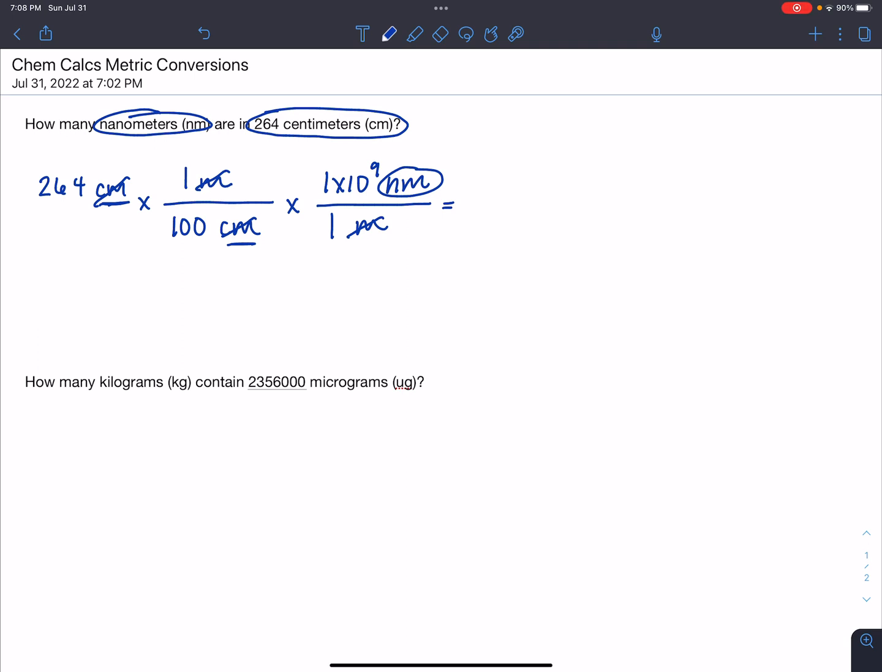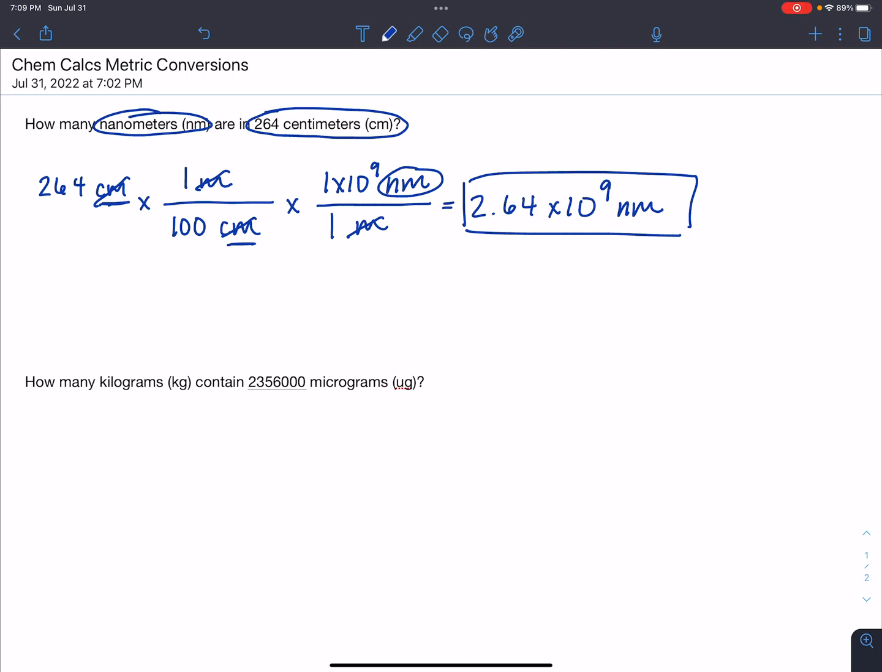Now I'm just going to get my calculator, and I'm going to multiply 264 times 1 times 10 to the 9th, which is going to give me 2.64 times 10 to the 11th, and I'll divide that by 100, and I find that 264 centimeters contains 2.64 times 10 to the 9th nanometers. Now remember the scientific notation that you need to put in your nanometer conversion factor. If you have problems with that, make sure you reach out to your instructor so they can help you. Each calculator is a little bit different.